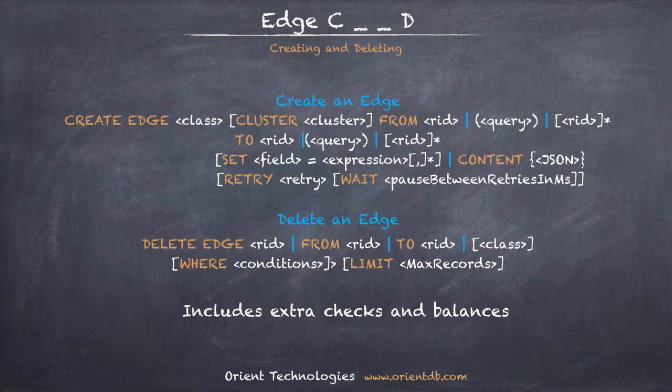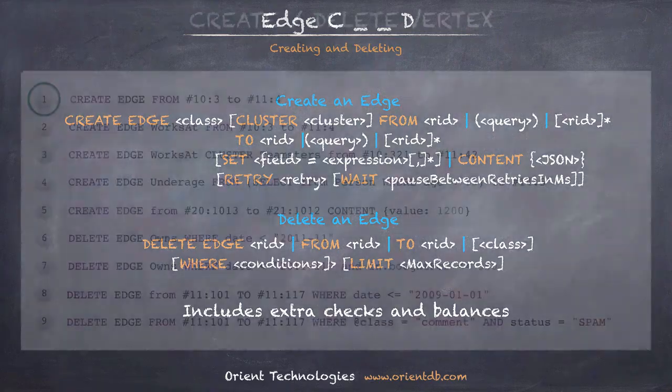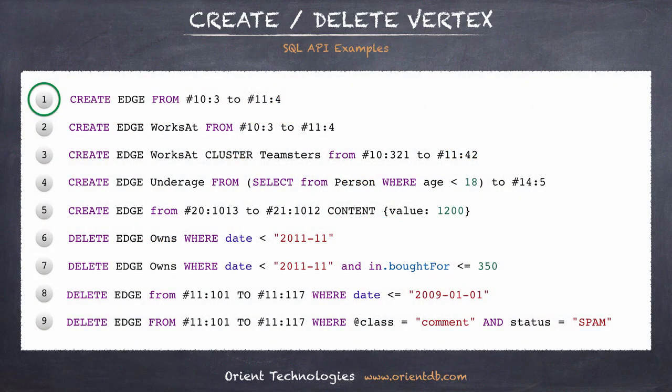Edges also have corresponding commands for creation and deletion. Create edge and delete edge. The create edge command allows you to define two endpoint vertices with the to and from operators, as well as set properties. The first example here creates a lightweight edge from 10.3 to 11.4. It will belong to the default E class. Lightweight edges are edges that have no properties. Internally, they are stored more similar to links and don't have a document record in the database.